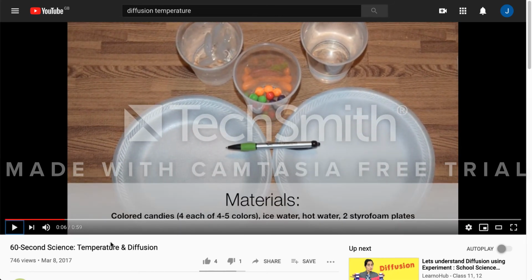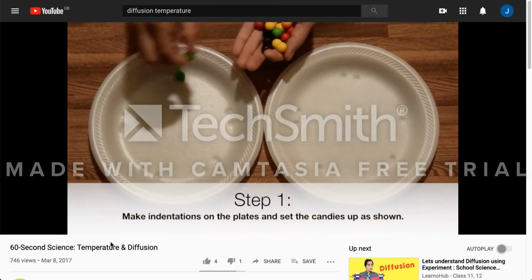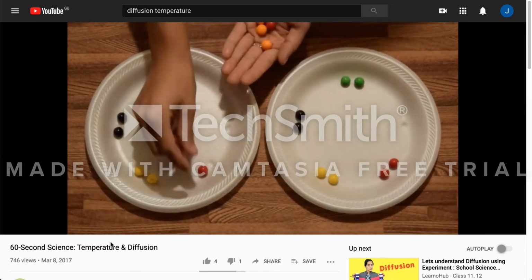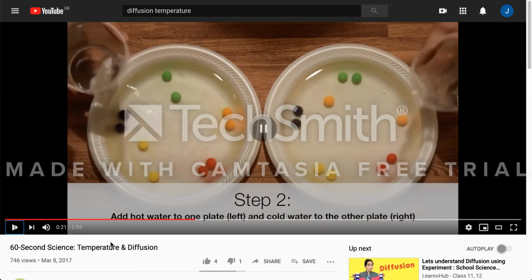Okay, so here's what you need. You need some candies. Skittles works best. Ice water, hot water, and 2 plates. Doesn't have to be styrofoam. Okay, and what you're going to do is you're going to make indents. So what you can do is you can push down on the Skittles onto the plate, but you don't really need to do this on styrofoam. Like I said, you can just put them in corners. And in one plate you're going to add hot water, and on the other you're going to add cold water. Okay? And the purpose of this experiment is to figure out how much the temperature can actually change the rate of diffusion.